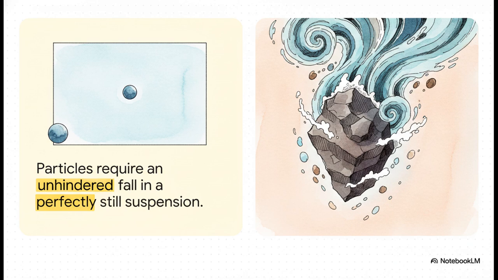And finally, Stokes' law requires that particles don't interfere with one another. It assumes an unhindered, independent fall within a perfectly still suspension. Reality, as you might guess, is way more chaotic. A lot of the fast-falling particles actually create drag and physically pull finer particles down along with them. And on top of that, any particles larger than 0.08 millimeters settle so fast that they create turbulence, completely ruining the perfectly still suspension we need for an accurate measurement.